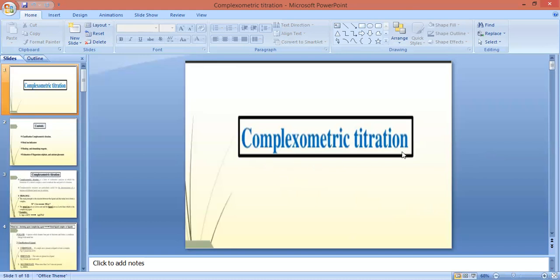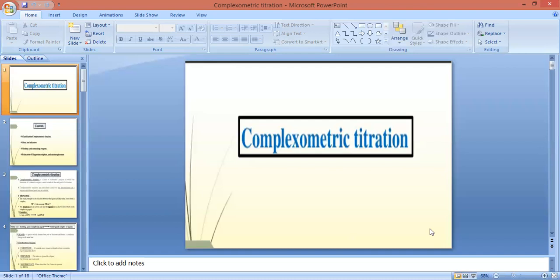Complexometric type of titration is majorly done for drug substances that contain metal ion in them. In complexometric titration, mostly the standard solution used is a complexing agent, which is also known as ligand, or also known as sequestering agent. The most commonly used standard solution is disodium EDTA or ammonium thiocyanate. Mostly disodium EDTA is used as a standard solution.